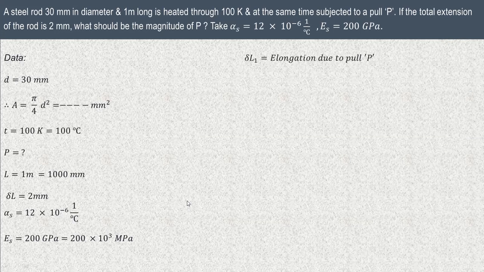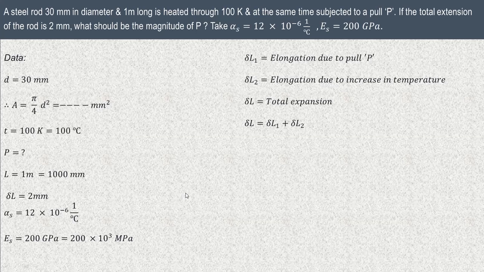So delta L1 will be elongation due to pull P, suppose, and delta L2 is elongation due to increase in temperature, that is free expansion. So delta L will be equal to delta L1 plus delta L2, that is deformation due to pull P plus thermal expansion. Now delta L1 is nothing but PL upon A E, that is our regular deformation, and this is free expansion, that is L alpha T. Transfer this L alpha T on this side, it will be minus L alpha T, and that is equal to PL upon AE.